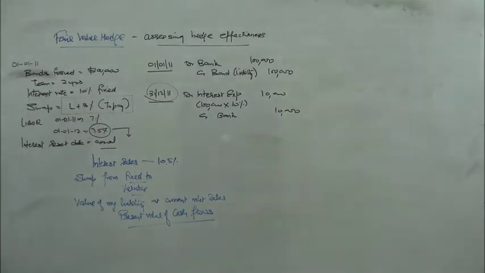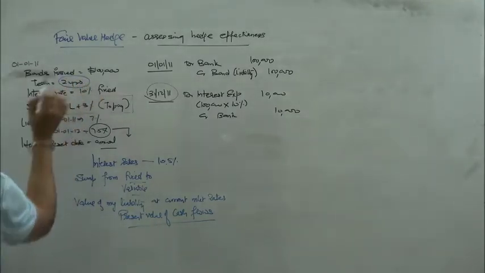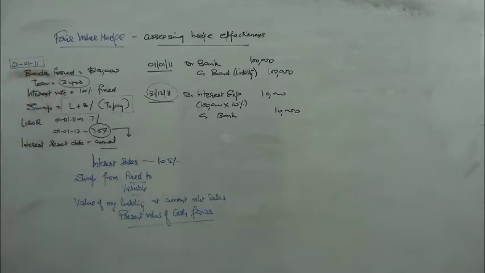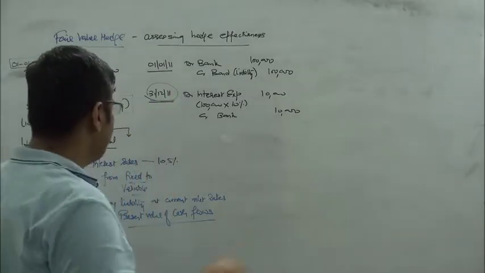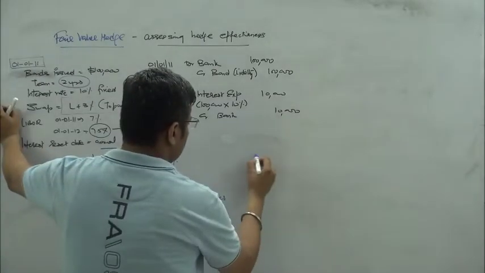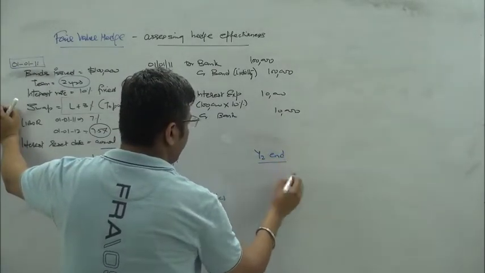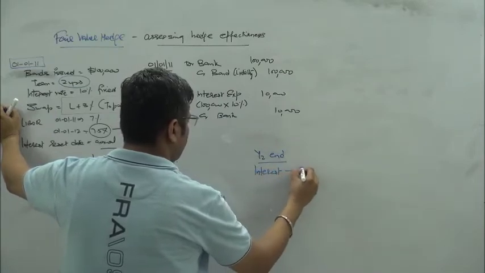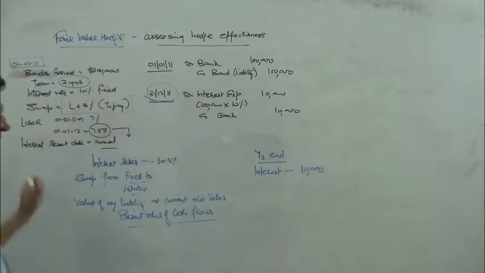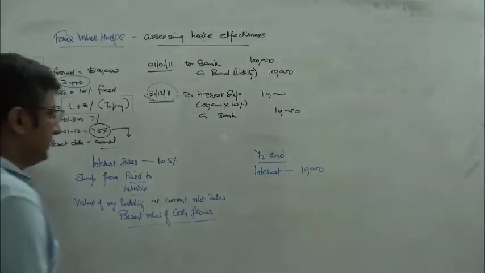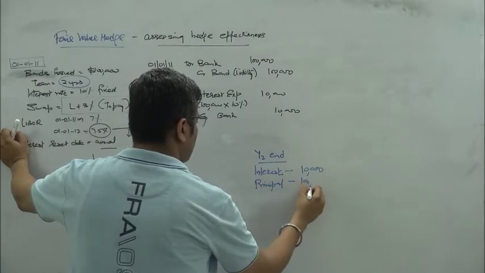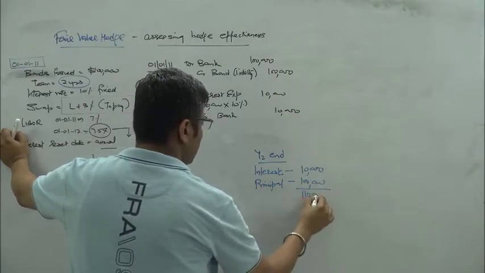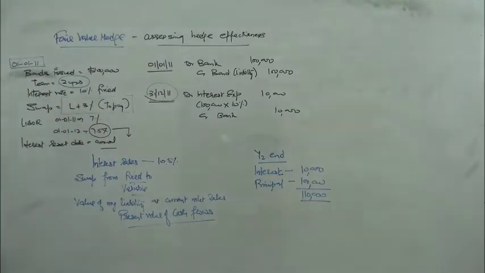Okay, right? My original term was 2 years. I started on 1st of January 11. On 31st of December, I'm left with 1 more year. Okay, so what we are precisely saying is that my cash flows at year end will be the interest amount of 10,000 as per the original lending arrangement, right? And principal of 100,000. So this gives me a total value of 110,000. Is it okay? Right?